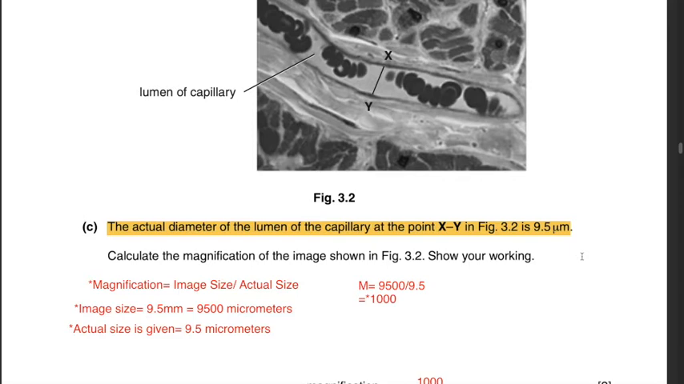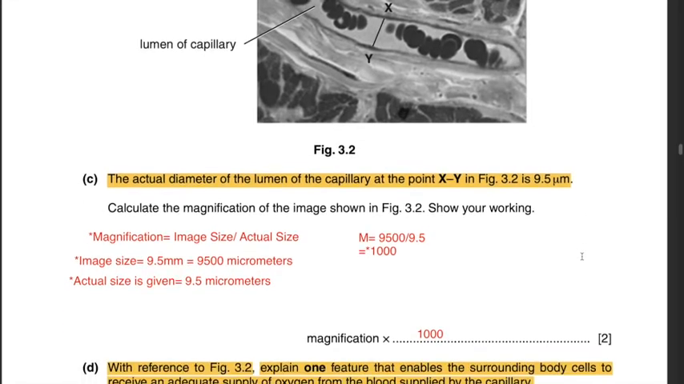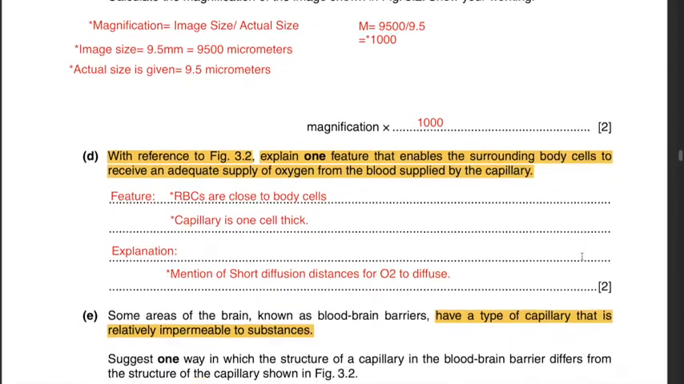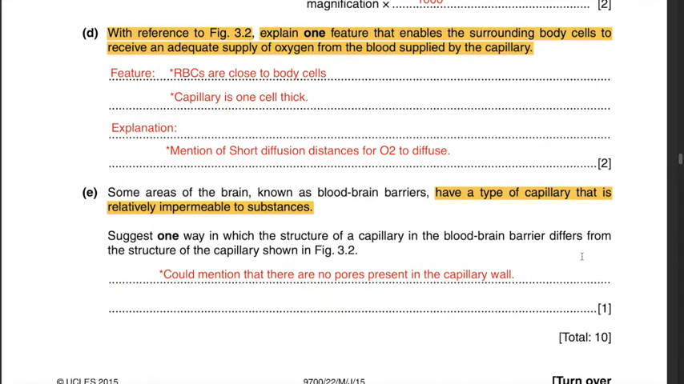It could vary according to the screen size you are using as well as the size of the given image you have. My measurement is 9.5 millimeters, which is 9500 micrometers, and once I substitute it into the magnification formula, I get the answer as 1000 because magnification is image size upon actual size. Part D. With reference to Figure 3.2, explain one feature that enables the surrounding body cells to receive an adequate supply of oxygen from the blood supplied by the capillary.